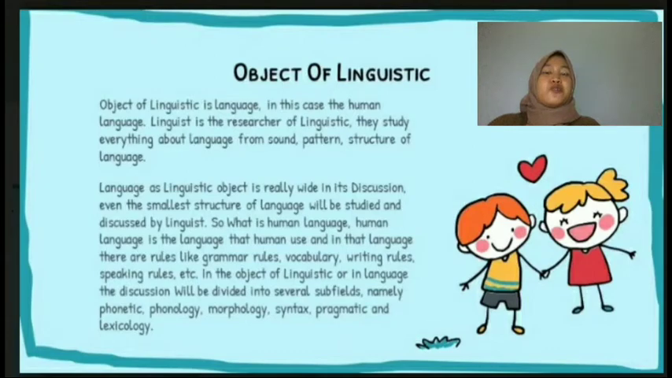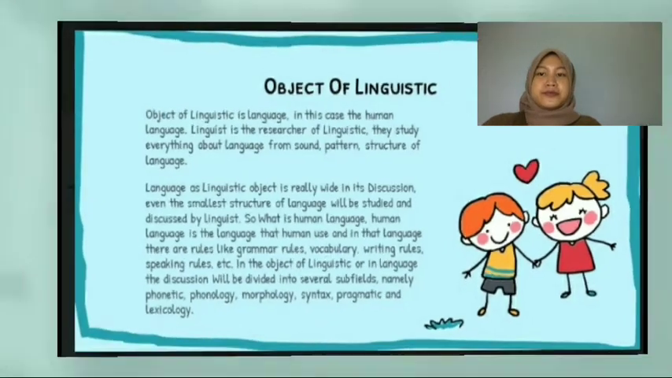So what is human language? Human language is the language that humans use, and in that language there are rules like grammar rules, vocabulary, writing rules, speaking rules, etc. The object of linguistics, or a language discussion, is divided into several subfields, namely phonetics, phonology, morphology, syntax, pragmatics, and lexicology.